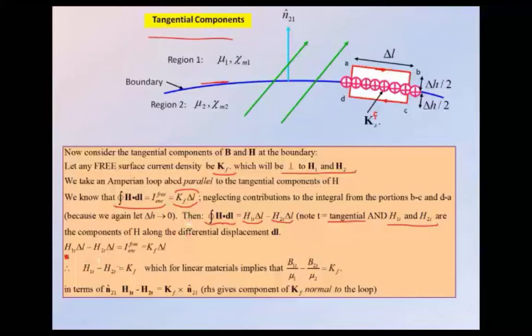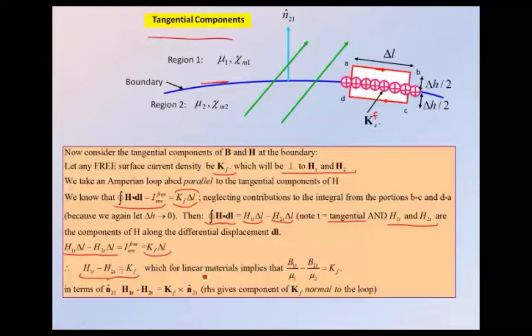So we have basically the equation for the H's, the tangential components, and this is the current enclosed. Delta L's on all components. We divide by delta L, and we're left with this expression for the tangential component of H. If there is no surface current, then the tangential components of H are continuous. If this is not equal to 0, then the tangential component changes.